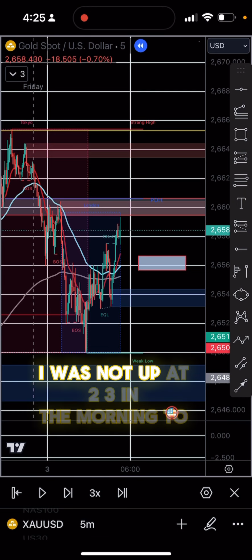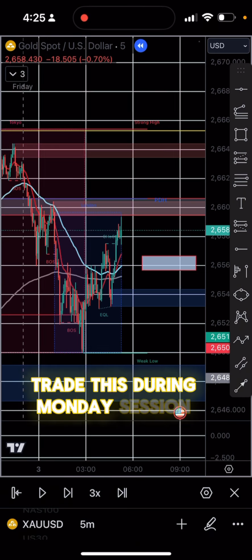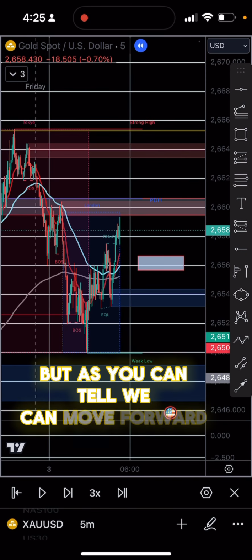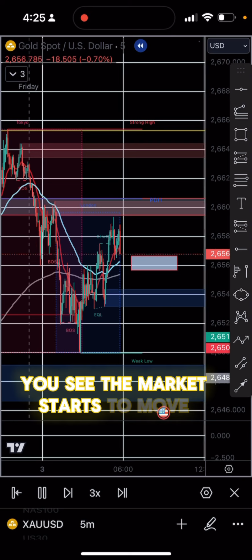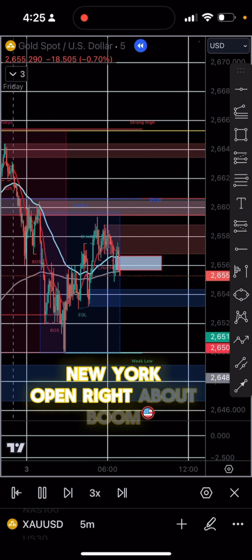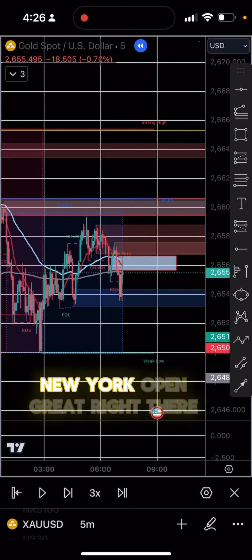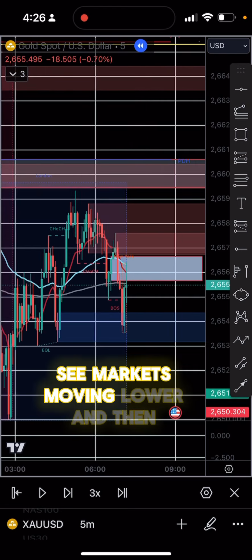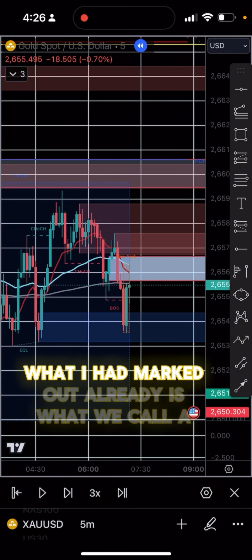I was not up at 2, 3 in the morning to trade this during London session. Otherwise, I would have had a better entry. But as you can tell, we can move forward. And you see the market starts to move, and then we see New York open right about, boom, New York open. Great, right there. You see markets moving lower.